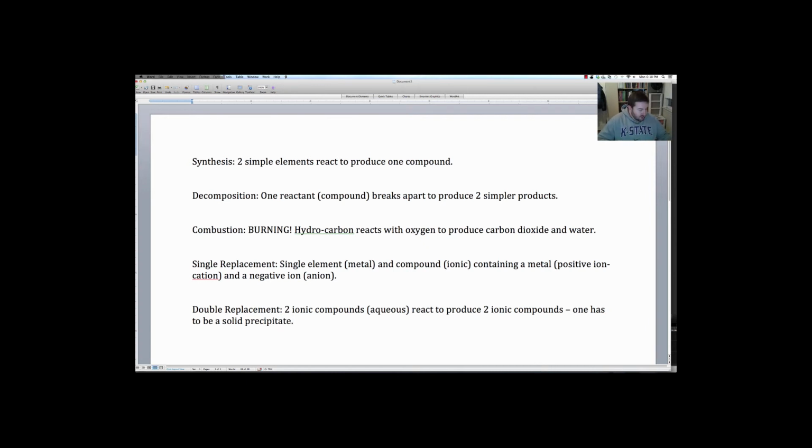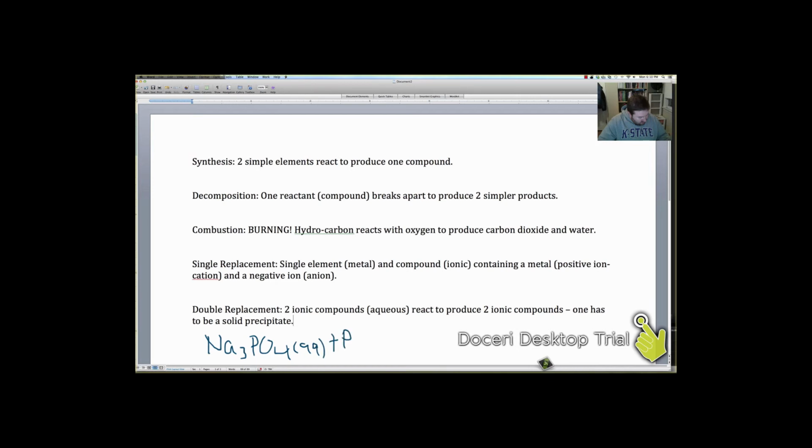So an example of this might be, see if we can get our pen going here, something like sodium phosphate, which is aqueous, reacting with some lead nitrate, which is also aqueous. And right there is enough to know that's double replacement. And then what we're going to get is some sodium nitrate, which is also aqueous. And I'm running out of room. And then we're also going to get some lead phosphate, which is going to be a solid.